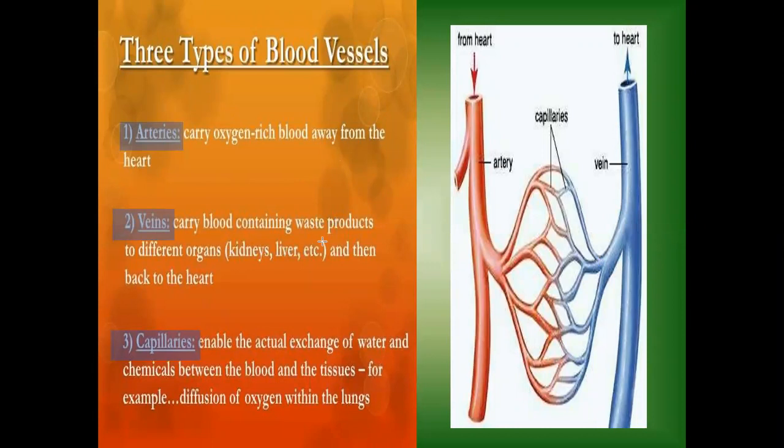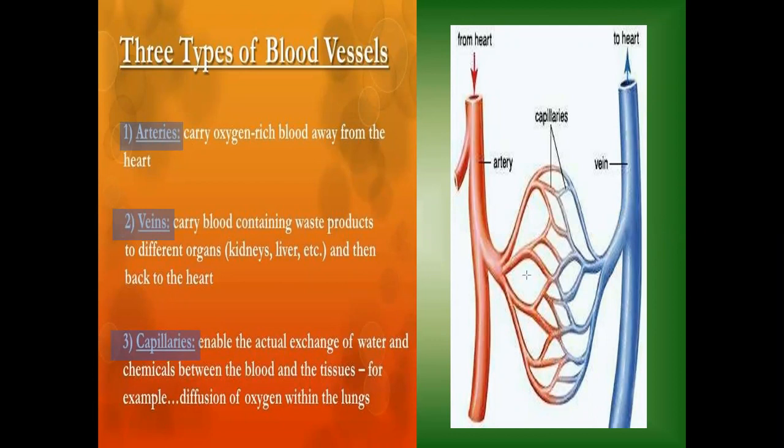Veins collect deoxygenated blood. When blood returns from different organs, different parts of the body, except the lungs, then those veins have deoxygenated blood, and its color is denoted by blue color.